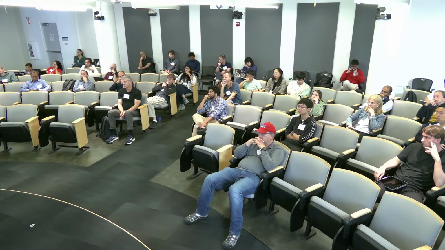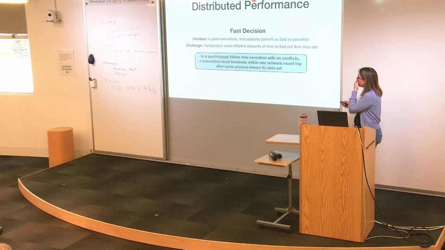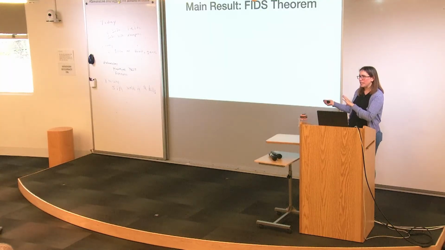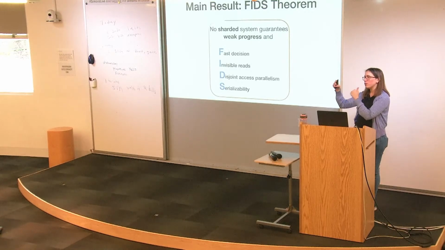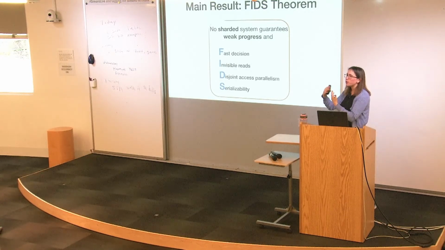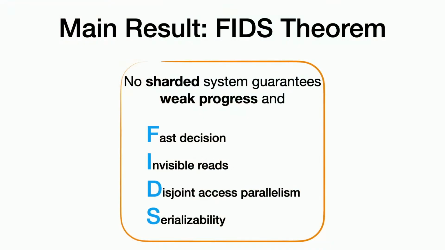Basically, we just had to get over the fact that transactions will need different amounts of time, so we allow that time. We say, take your time, figure out what your data set is. Once you do, though, you have to terminate quickly. Now I can state our main result. We show this FIDS theorem, which says that if you want all of these properties, you can't achieve them simultaneously. Our theorem says no sharded system.